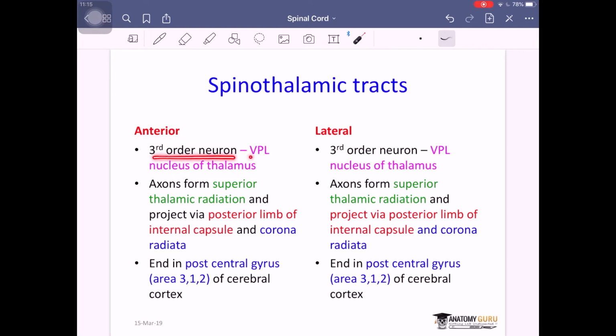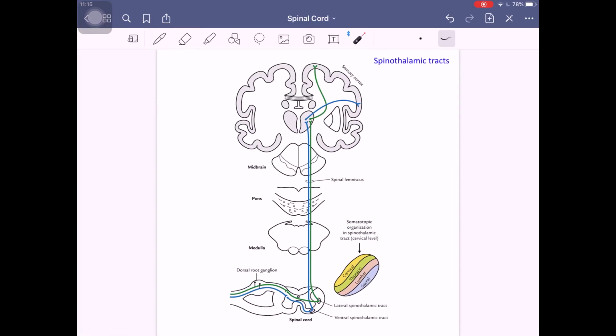Continuing the tract, so anterior spinothalamic tract, third order neuron will relay in the ventro-posterolateral nucleus of thalamus. Even third order for this also is in the same nucleus. Then axon from the thalamus is coming out. So if you come back to this one, and this is your thalamus, from thalamus fibers are going in all these directions. Thalamus is like a sun, and these are all the fibers which are going in all directions. So these are called radiations.